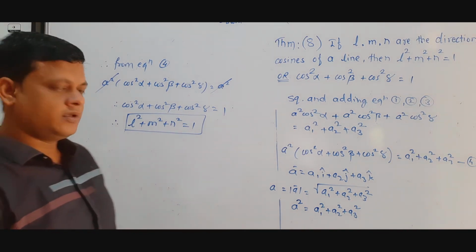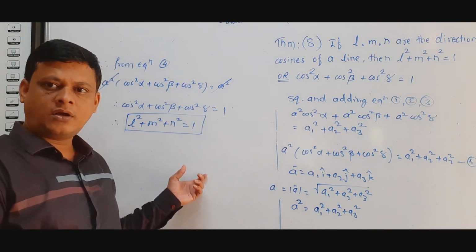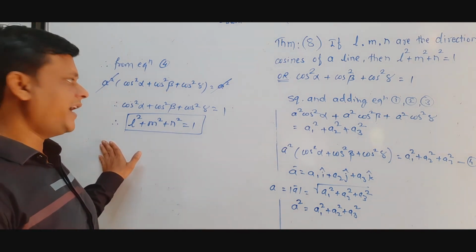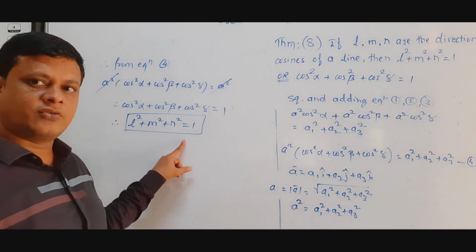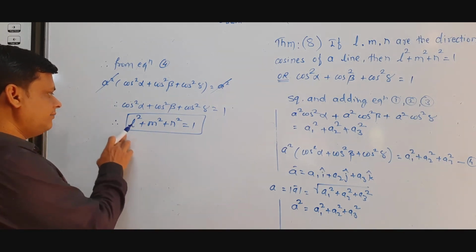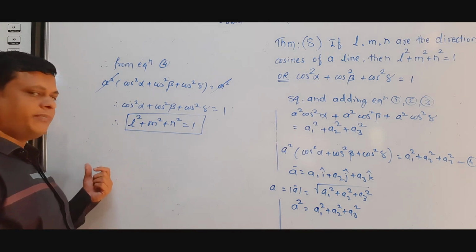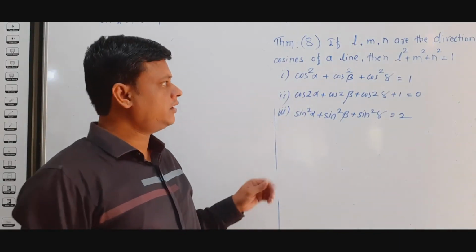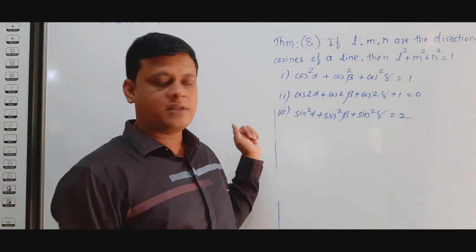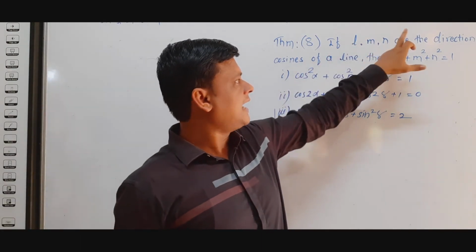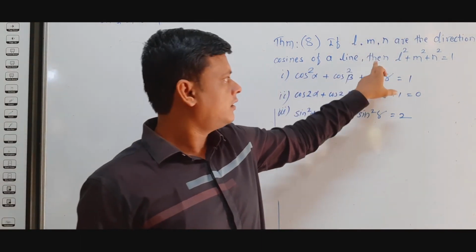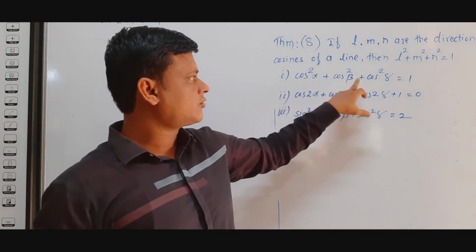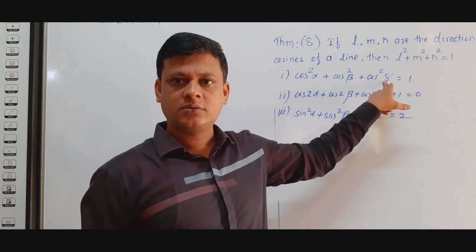So in this way, just by the definition of scalar product and manual calculation, we can find l square plus m square plus n square equals to 1. So this is an important theorem which is asked many times in board exams. Now this question is also asked in this way. See, if l, m, n are the direction cosines of a line, then number 1: l square plus m square plus n square equals to 1, that is cos square alpha plus cos square beta plus cos square gamma equals to 1.